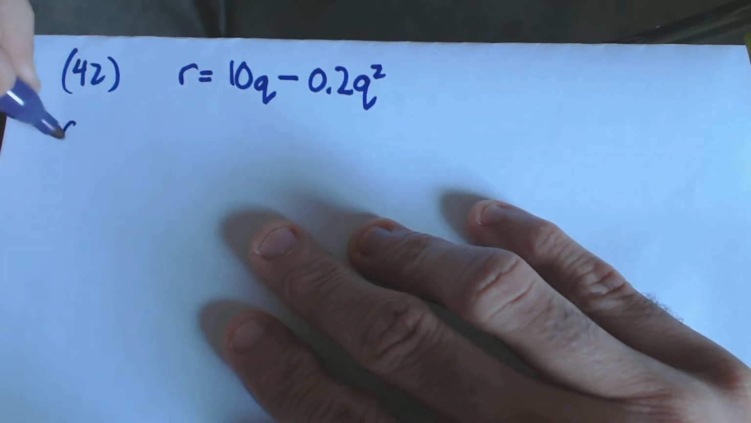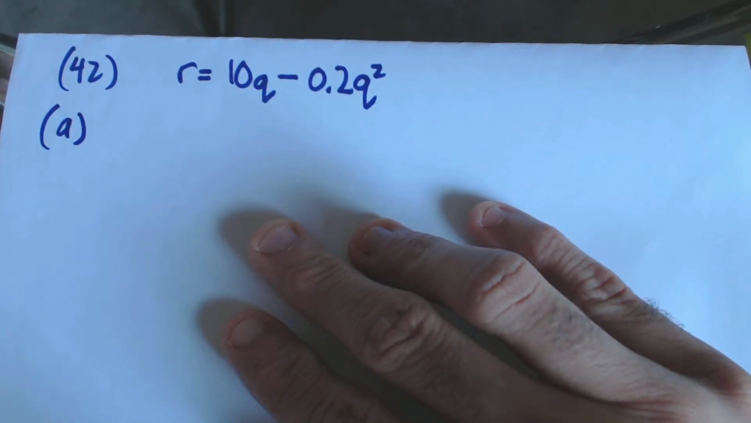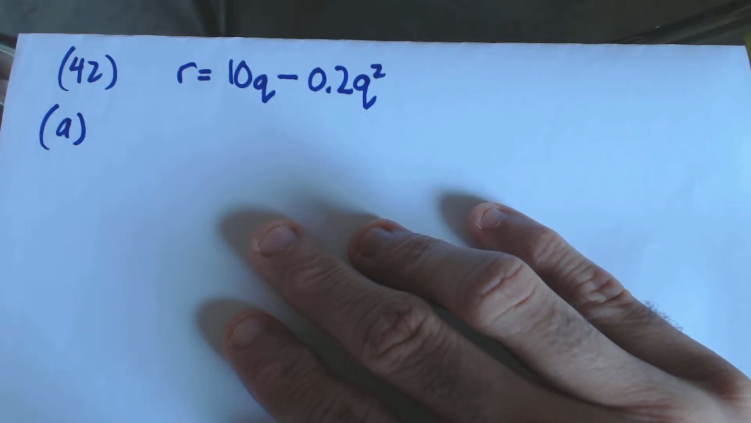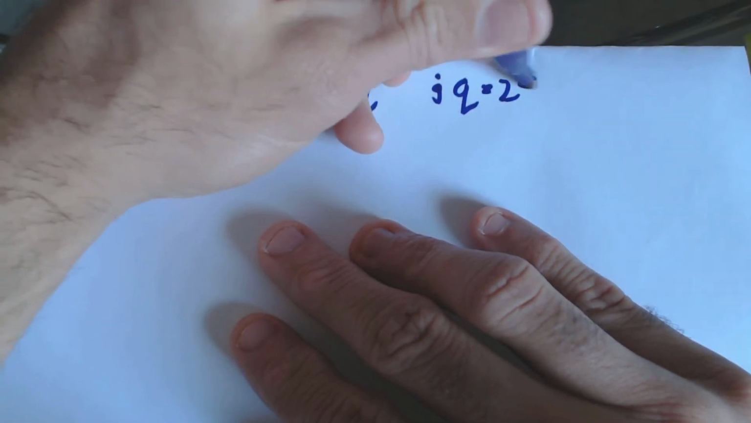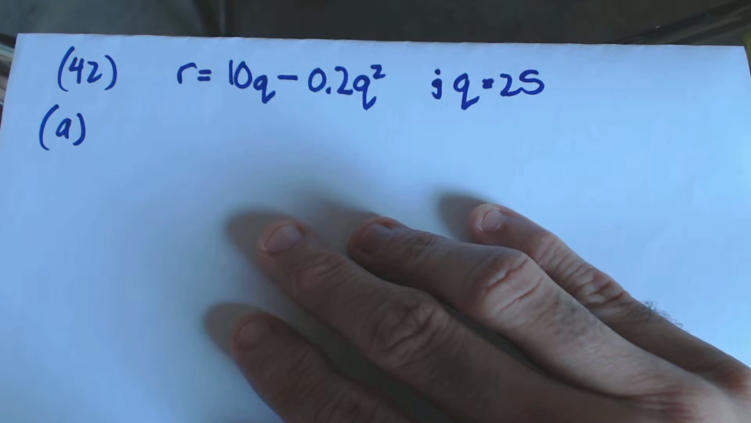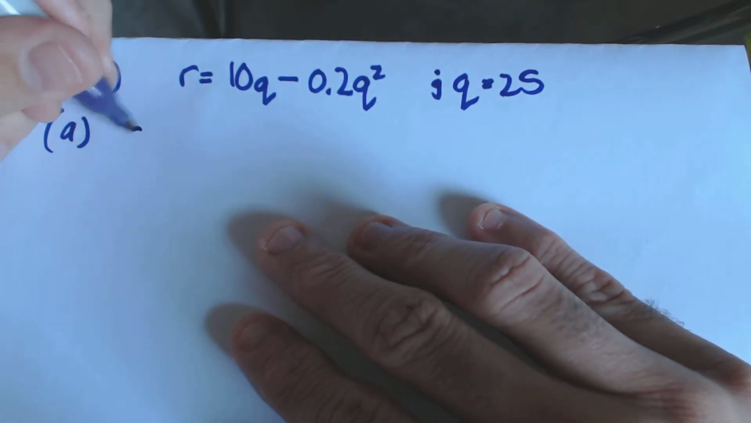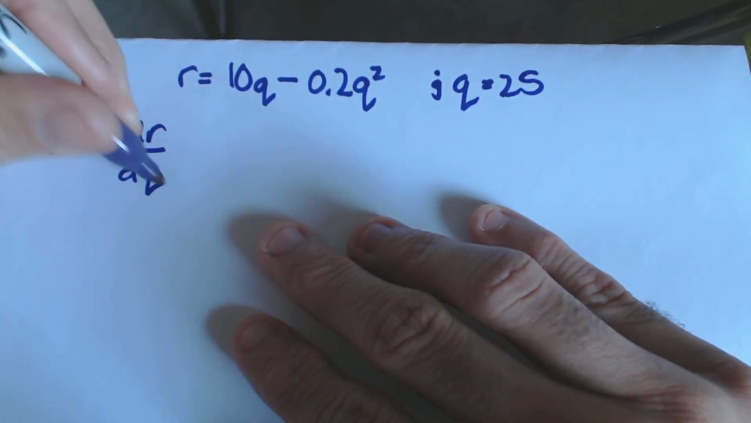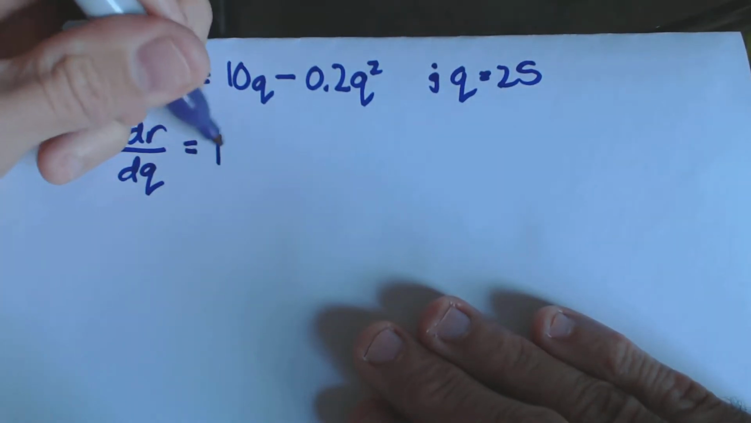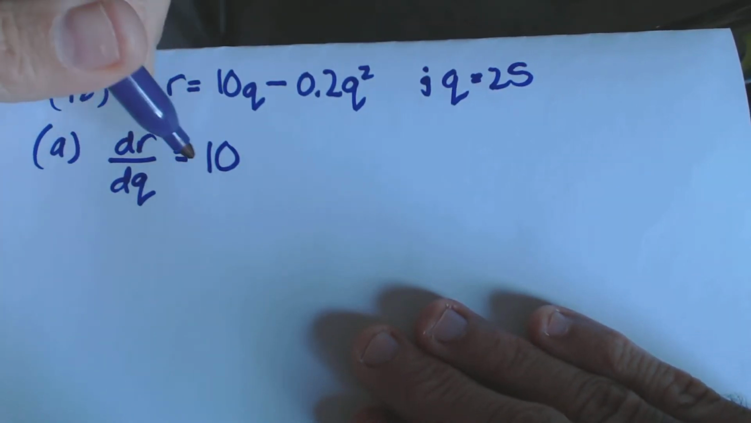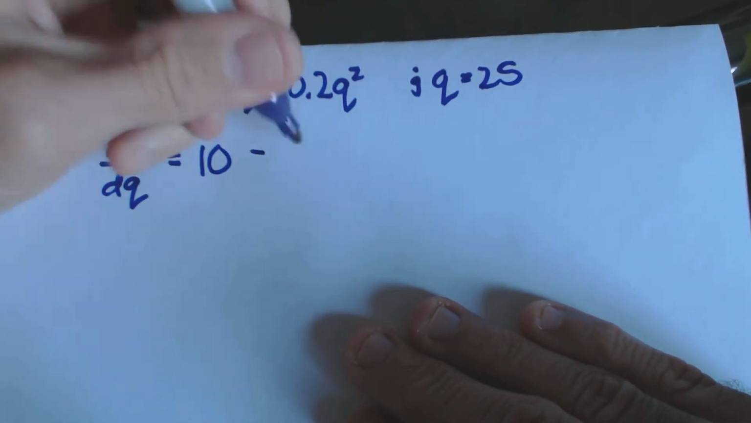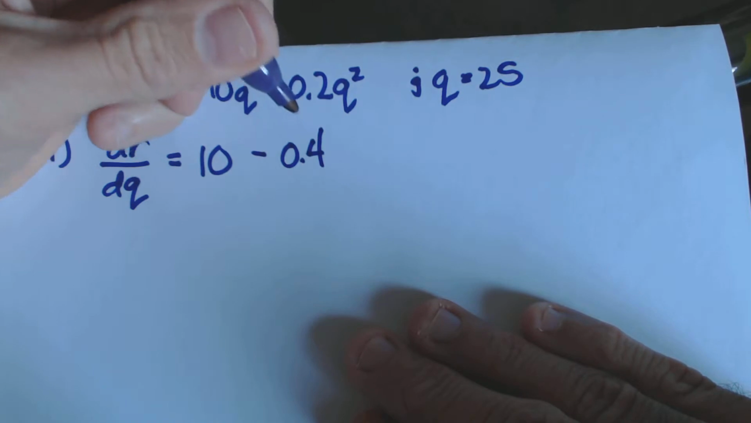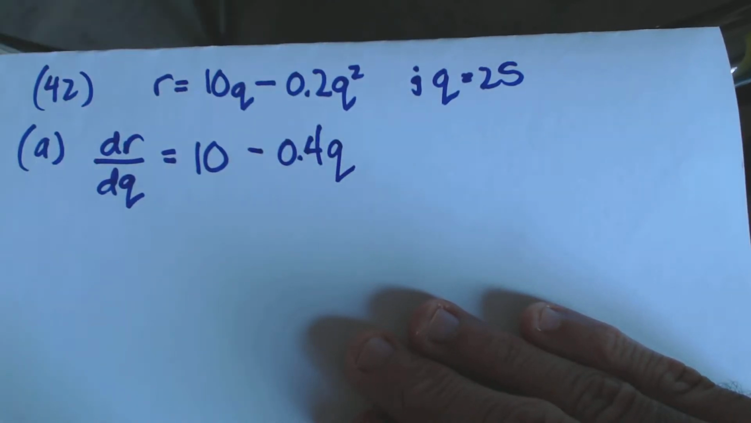A. How fast does R change with respect to Q? And then we're supposed to evaluate it at Q equals 25. So how fast does revenue change with respect to quantity? That's the derivative of revenue with respect to quantity, also known as marginal revenue. So the derivative of 10Q is 10. The derivative of 0.2 Q squared is 0.4 Q.